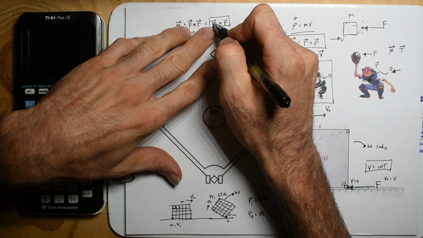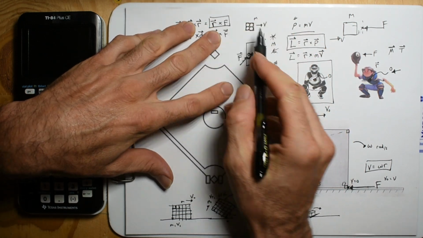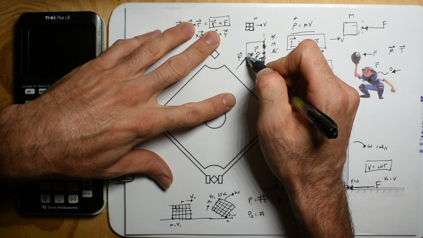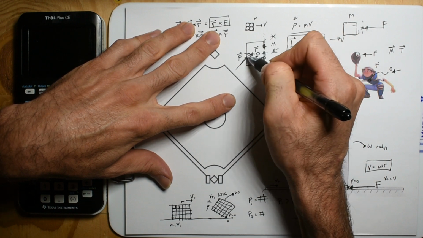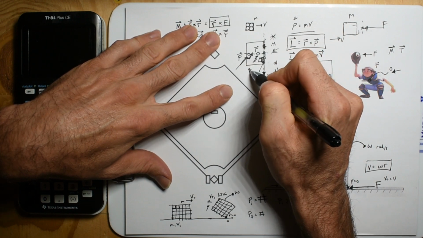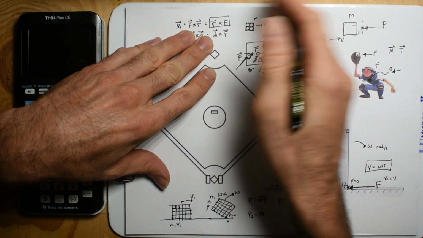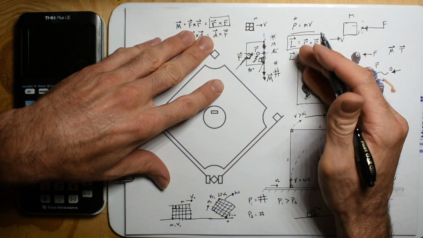You know what I mean? So anytime you see a cross product, you have a force going this way, a distance going this way at a 90 degree. If you have that 90 degree angle, just multiply the two numbers together.